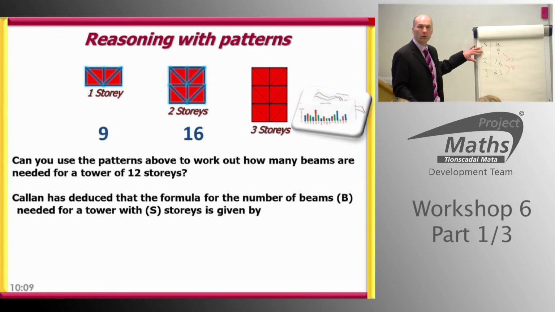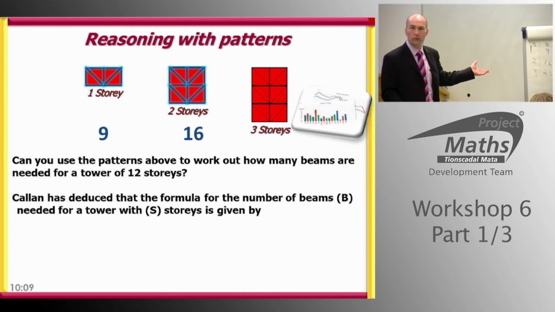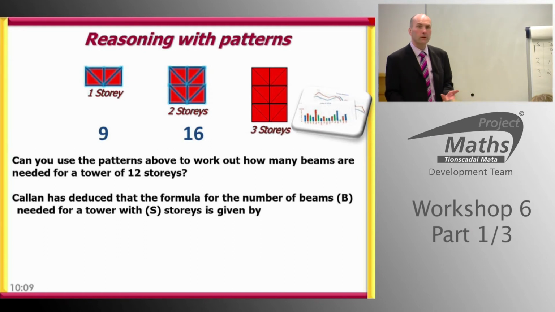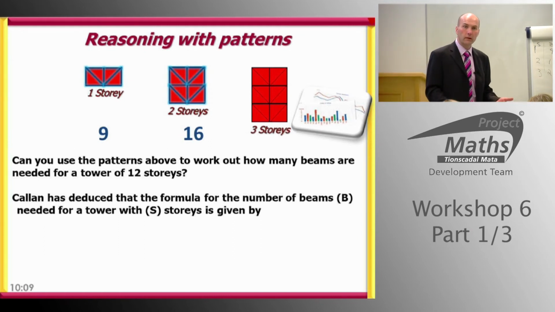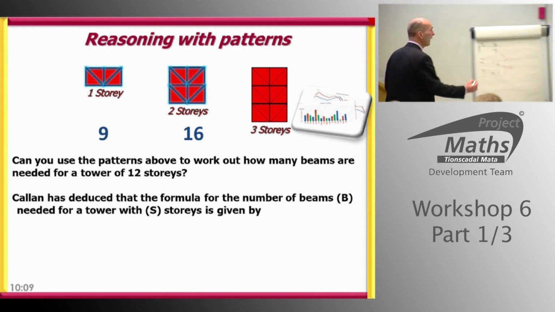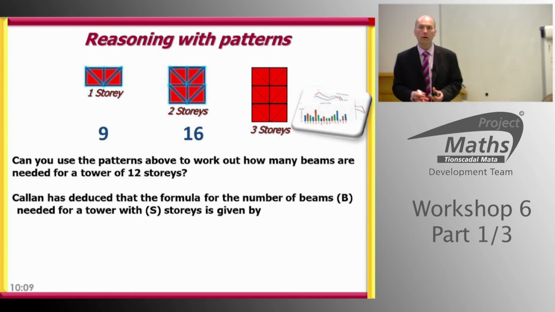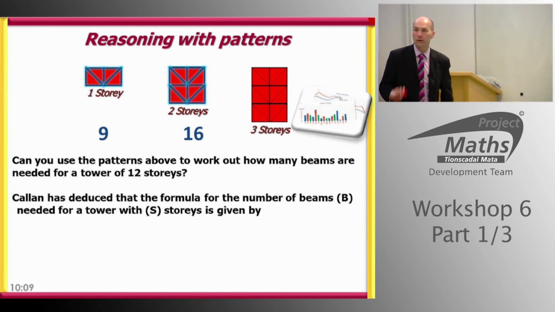What's 7 times 1? 7. What do I add on to get to 9? 2. 7 times 2 is? 14. What do I add on to get to 16? Plus 2. So what's your formula? From your patterns, what's your formula going to be? 7s. So the number of beams is equal to 7s plus 2. Okay? So looking through your patterns.